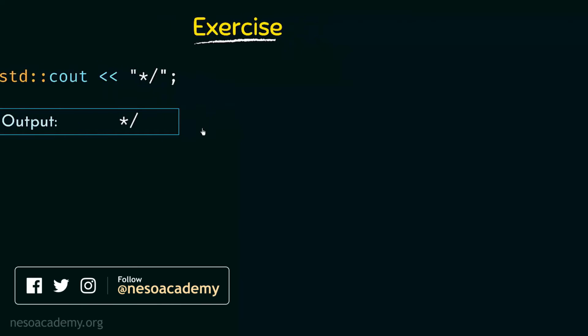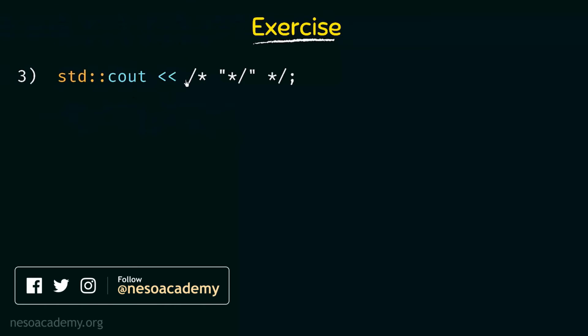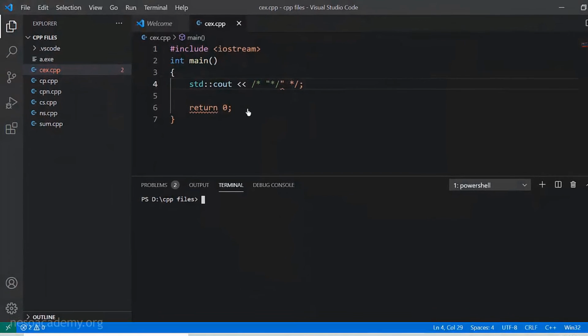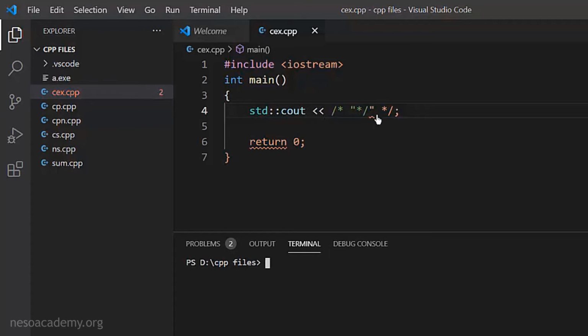Okay, so now let's go to the third one. In this third one we have cout and then first of all we have a /* here, and within double quotes we have */, and then we have a **/ here again. Let's see what will be the output of this. You must have guessed it, but let's go to Visual Studio Code, put it there, see what the output is, and then analyze why the output is like that. Okay, so we have come to Visual Studio Code and here I have written the same thing that we have seen there. So this is the same expression.